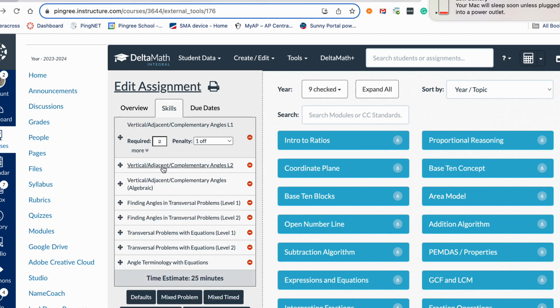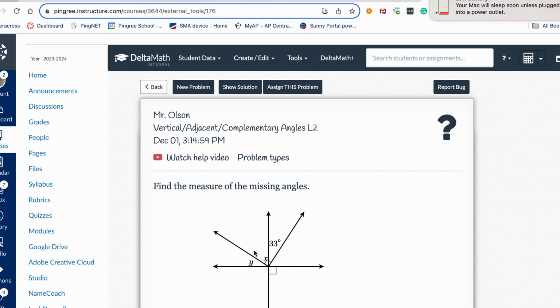This is more vertical and then sort of complementary or some other geometry involved. You have to look at the diagram carefully. If this is a right angle and that angle X is a right angle, 33 and X then are complementary. Remember it adds up to 90 degrees and not 100. So to get 90 degrees, I need to add 57.